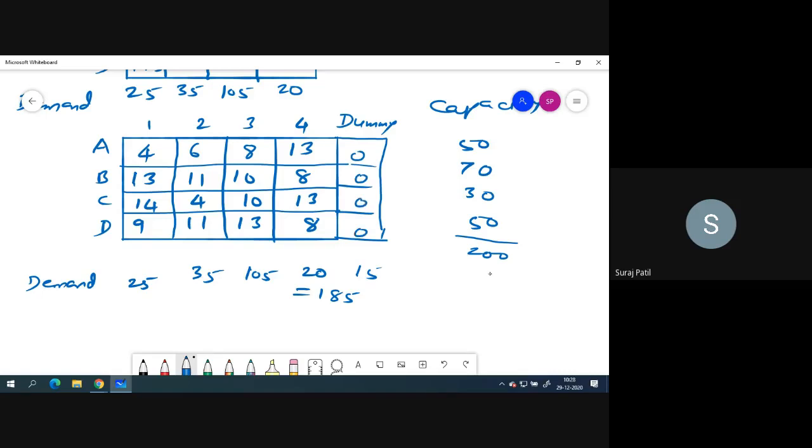To make this supply and demand equal, depending upon whether capacity is less or demand is less, we need to add either a column or a row. If the capacity total would have been 185, I would have added one extra row with 15 units as the capacity. But as demand is less, I need to add a column with 15 units demand. Okay, this understood?